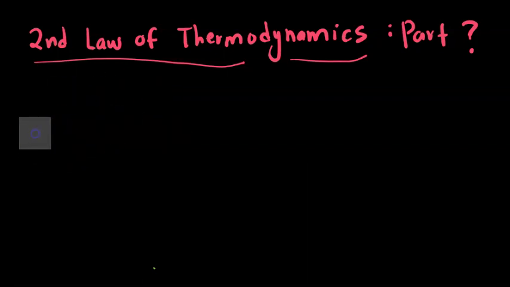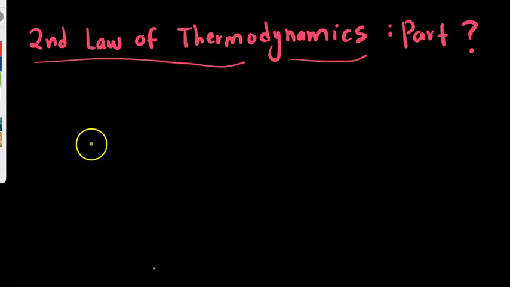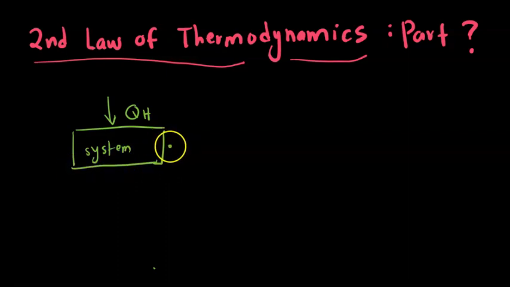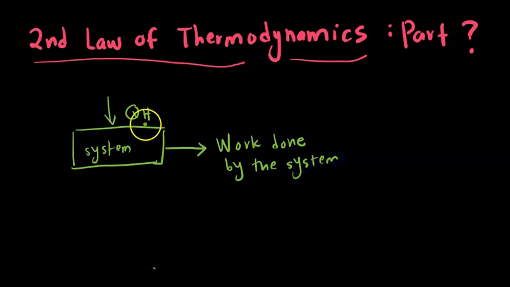A heat engine is basically a device that takes in heat energy. So it takes in heat energy, goes into the system, and in return, after it absorbs the heat energy, it will do some mechanical work, or it can be electrical as well. So work done by the system. Okay, so it is losing some of this QH in the form of work.